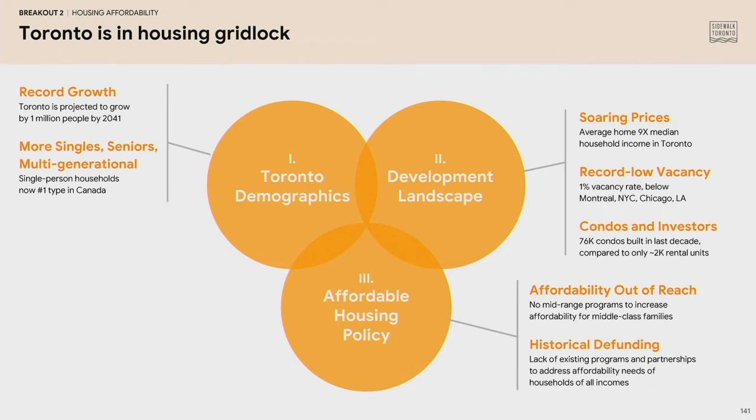The first being Toronto demographics. Toronto is a thriving Tier 1 global city. There are 1 million people that are going to be coming here between today and 2041, and that's an amazing point of pride. Newcomers from around the world want to be here.